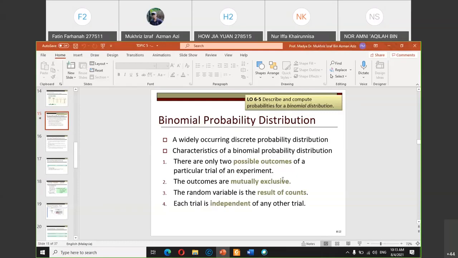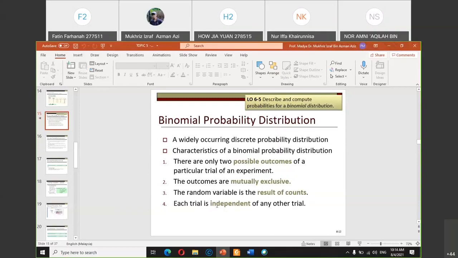What happened in the first toss will not influence the outcome of the second toss. Just like if you roll a dice, and let's say the first time you get number 6, there is no guarantee that the second time you will also get number 6. So that is mutually exclusive. And the random variable is the result of counts, which means the experiment is based on how many times you perform the event, whether 6 times or 10 times.